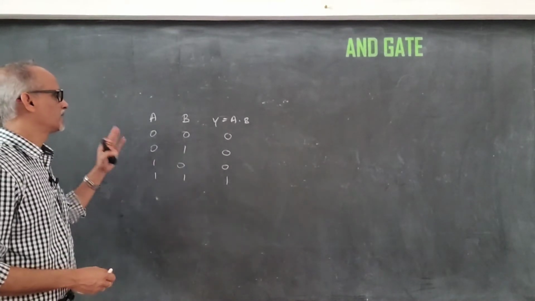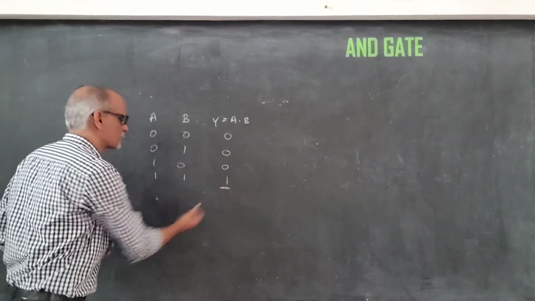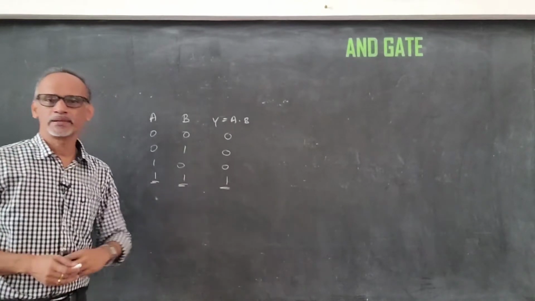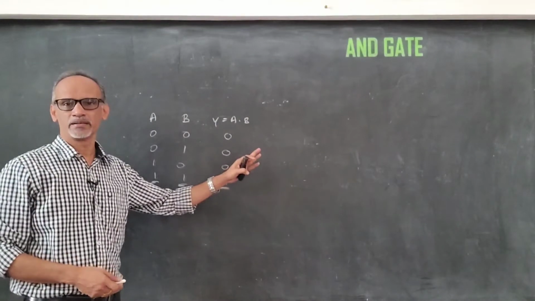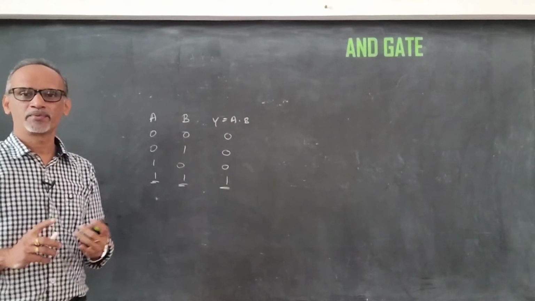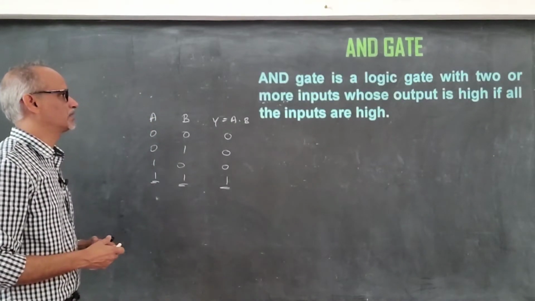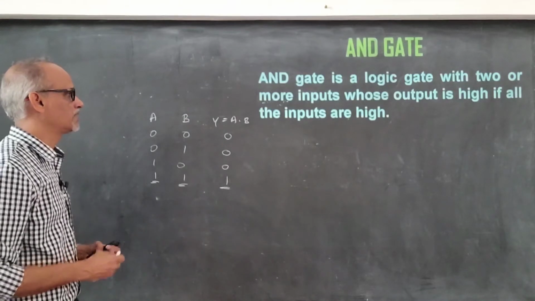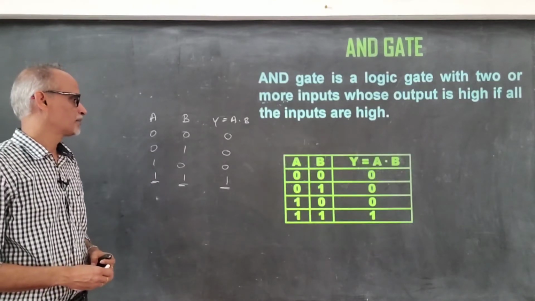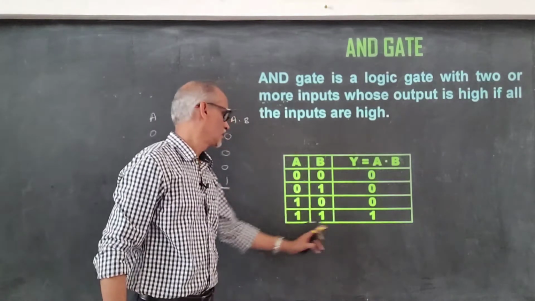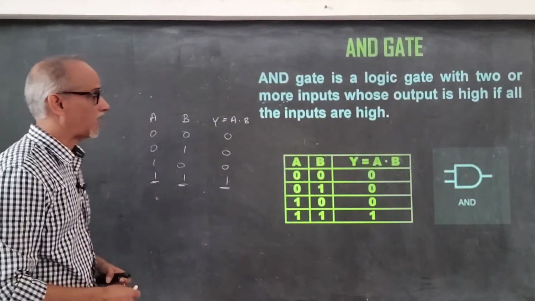So, what is an AND gate? AND gate is a 2 or more input logic gate whose output is high when all the inputs are high, that is when both A and B are high. So, that is why it is named AND gate. So, AND gate performs logical multiplication. So, the definition: AND gate is a logic gate with 2 or more inputs whose output is high if all the inputs are high, and this is the truth table where we get to see the output is high only when both the inputs are high, and the symbol for the AND gate is different.